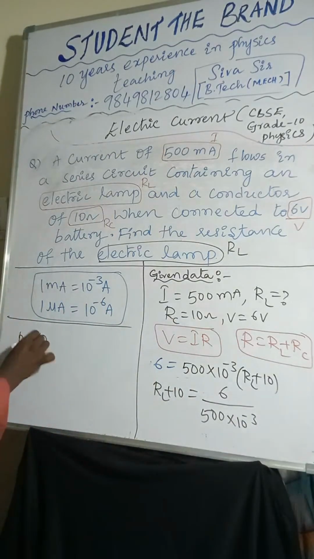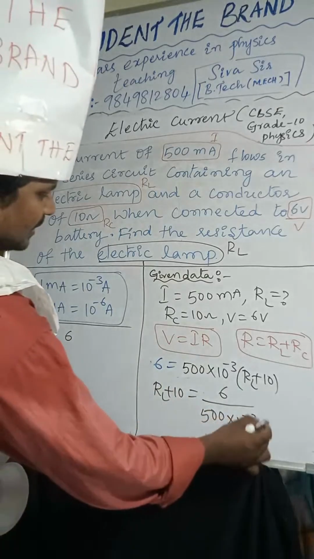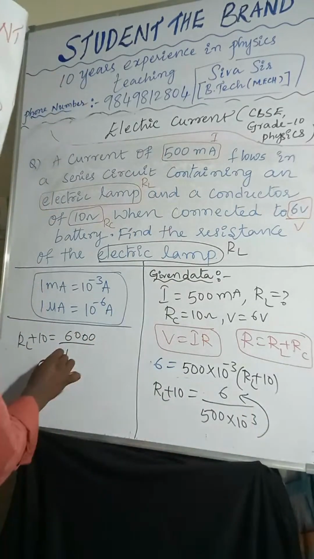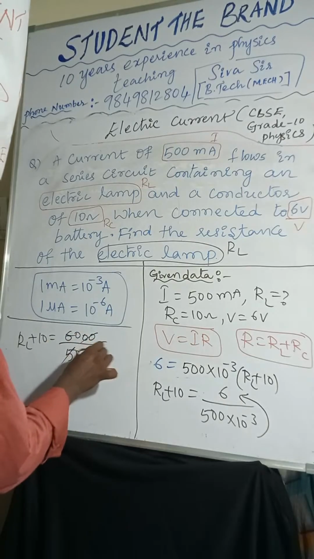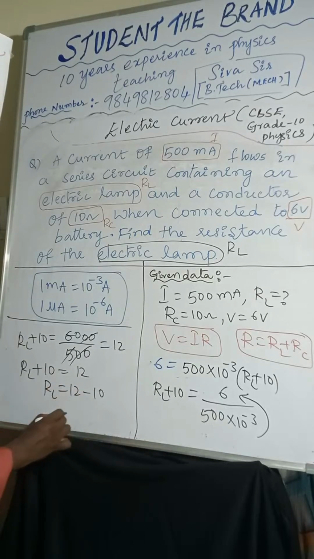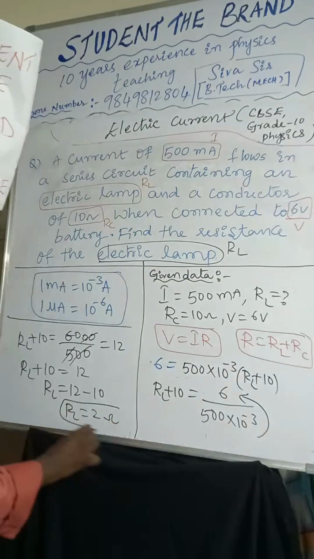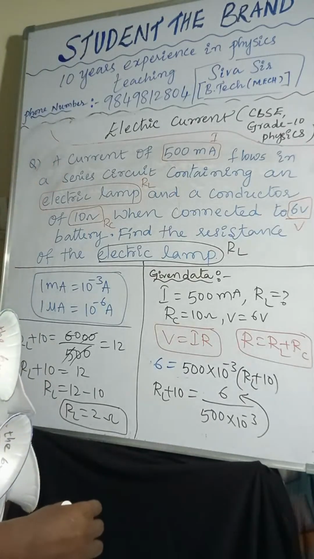RL plus 10 equal to 6 into, if it goes up, 1000 will come by 500. So 0 gets cancelled, 6 into 2, 12. Then RL plus 10 equal to 12. RL equal to 12 minus 10. That is nothing but RL equal to 2 ohm. That is the answer. So this is the way to solve this problem.